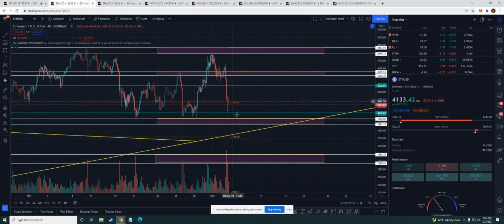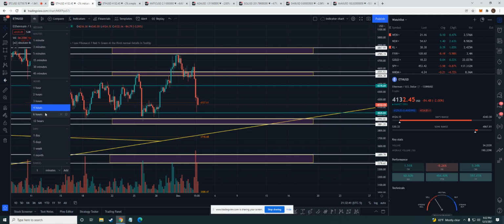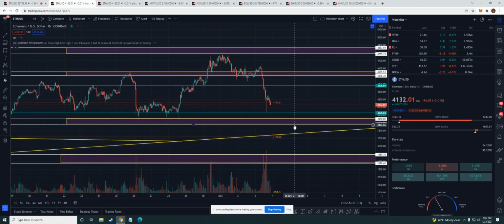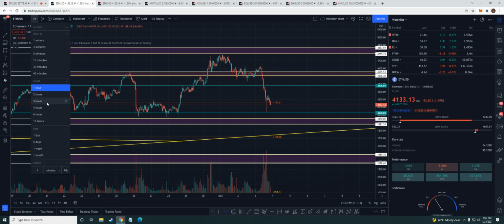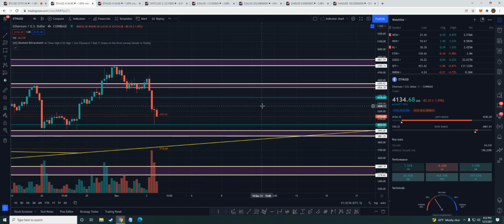But I think the smaller range for right now can play out. We're going to have to see how this plays out on the hourly charts. There's not really much of a pattern here anywhere. This is on Ethereum, guys. We're going back to Bitcoin in a second. I just wanted to look at this real quick.